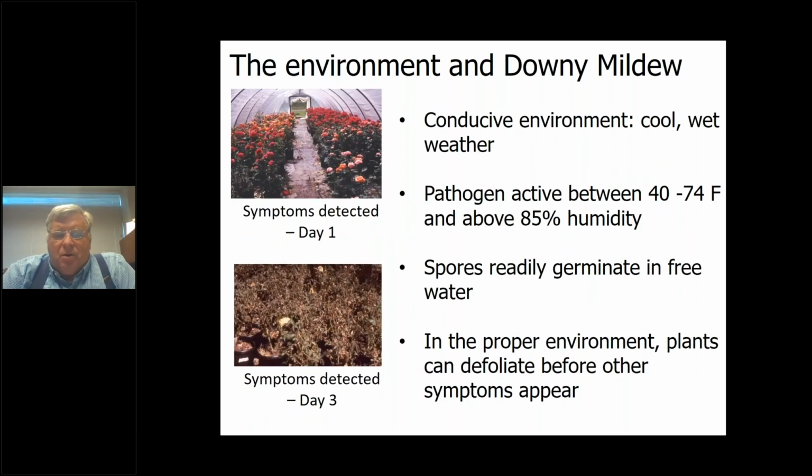Downy mildew loves cool, humid weather. For this pathogen to be active, the humidity has to be above 85%, which often is in a polyhouse at night. And those two bottom pictures are the same greenhouse. That is day 1, and you see what happened on day 3. That's just 48 hours later. So defoliation can be very, very rapid. This disease can practically just explode on you.